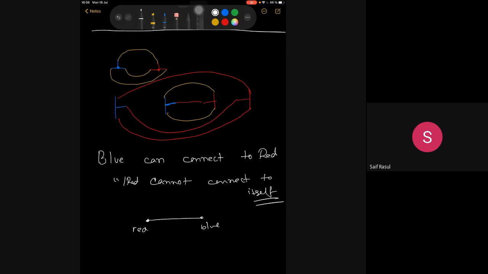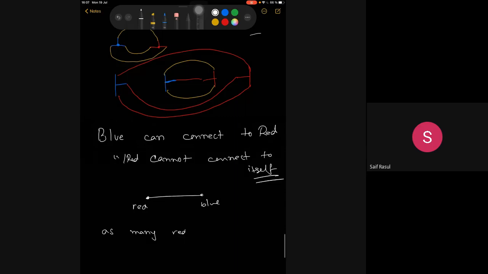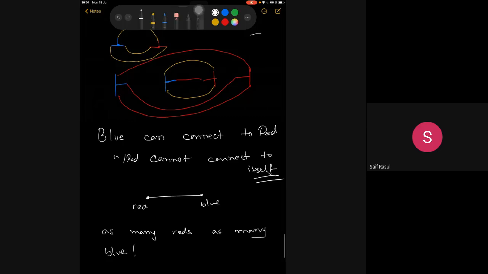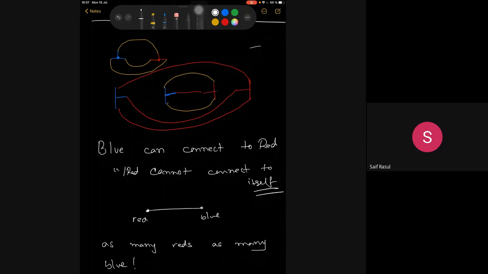So the first thing is we need as many reds as blue. That is, if we have one more red vertex here, it will be left uncontracted, and that will be 0. So we need as many reds as blue. Okay. So there are blue vertices which only connect to red vertices.